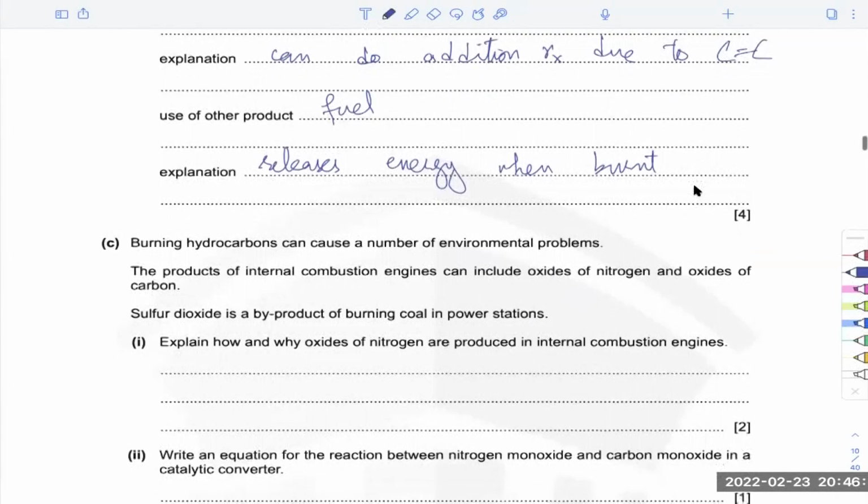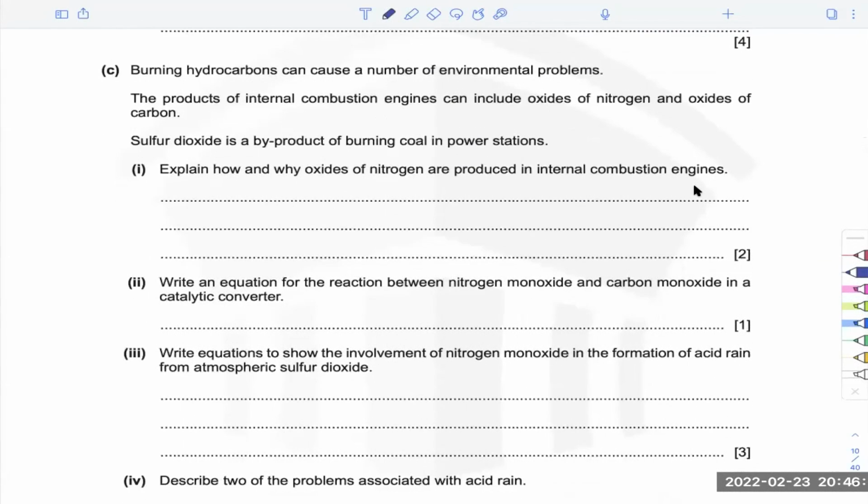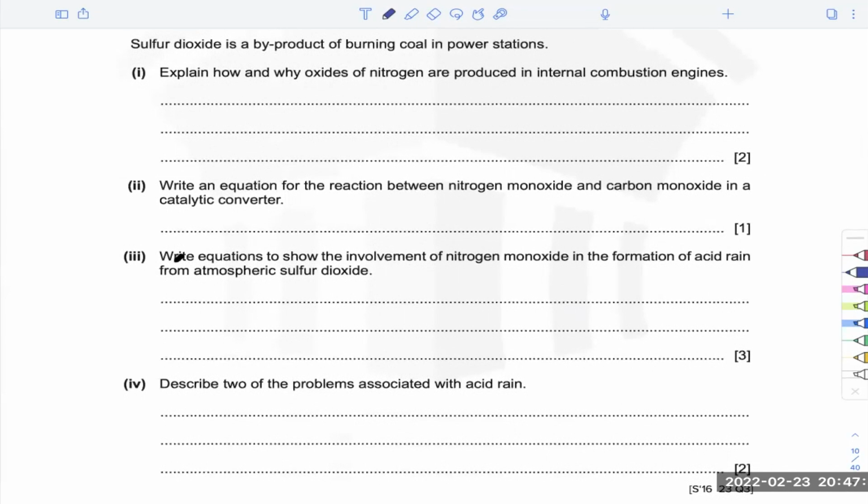Burning hydrocarbons can cause a number of environmental problems. Explain how and why oxides of nitrogen are produced in an internal combustion engine. We have talked about this before. High temperature in the internal combustion engine provides the activation energy needed to break the nitrogen bond, and that is how it's able to form these oxides by reacting with oxygen. उसकी equation भी हमने देखी हुई है. Nitrogen monoxide plus carbon monoxide makes nitrogen plus carbon dioxide.